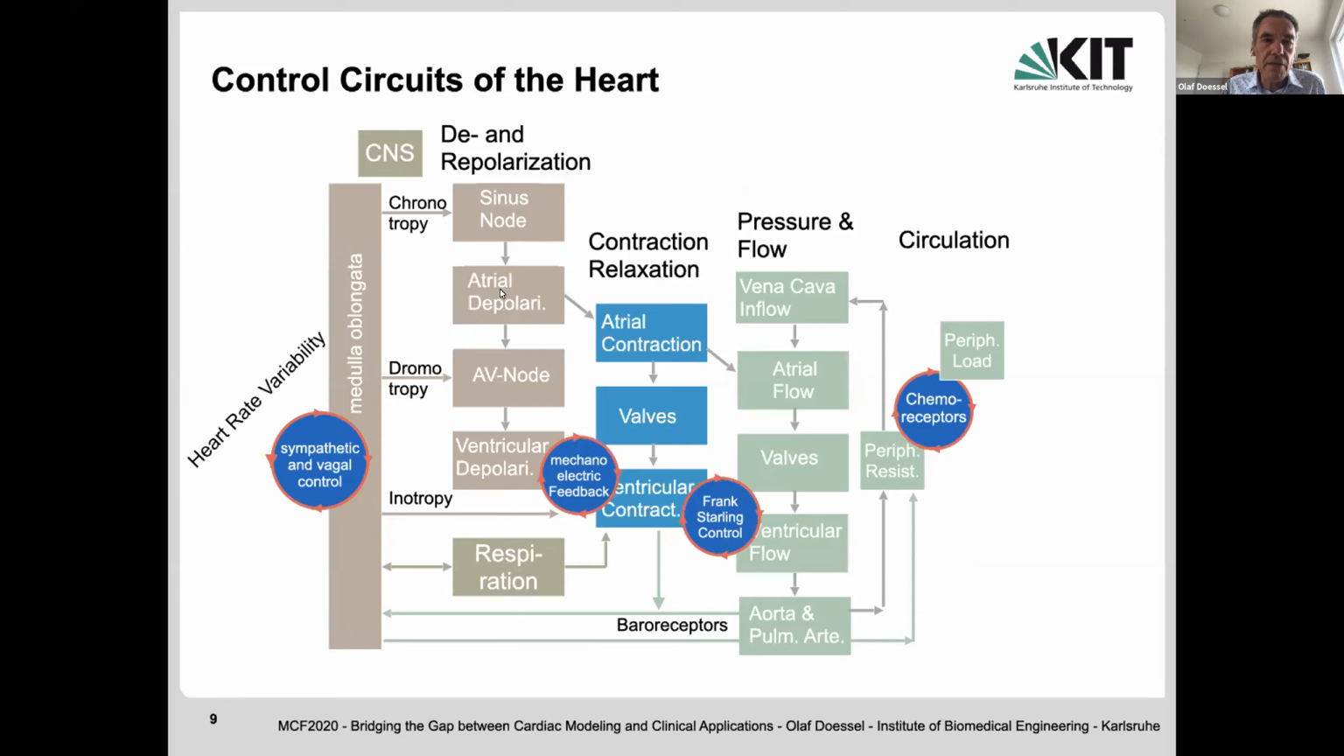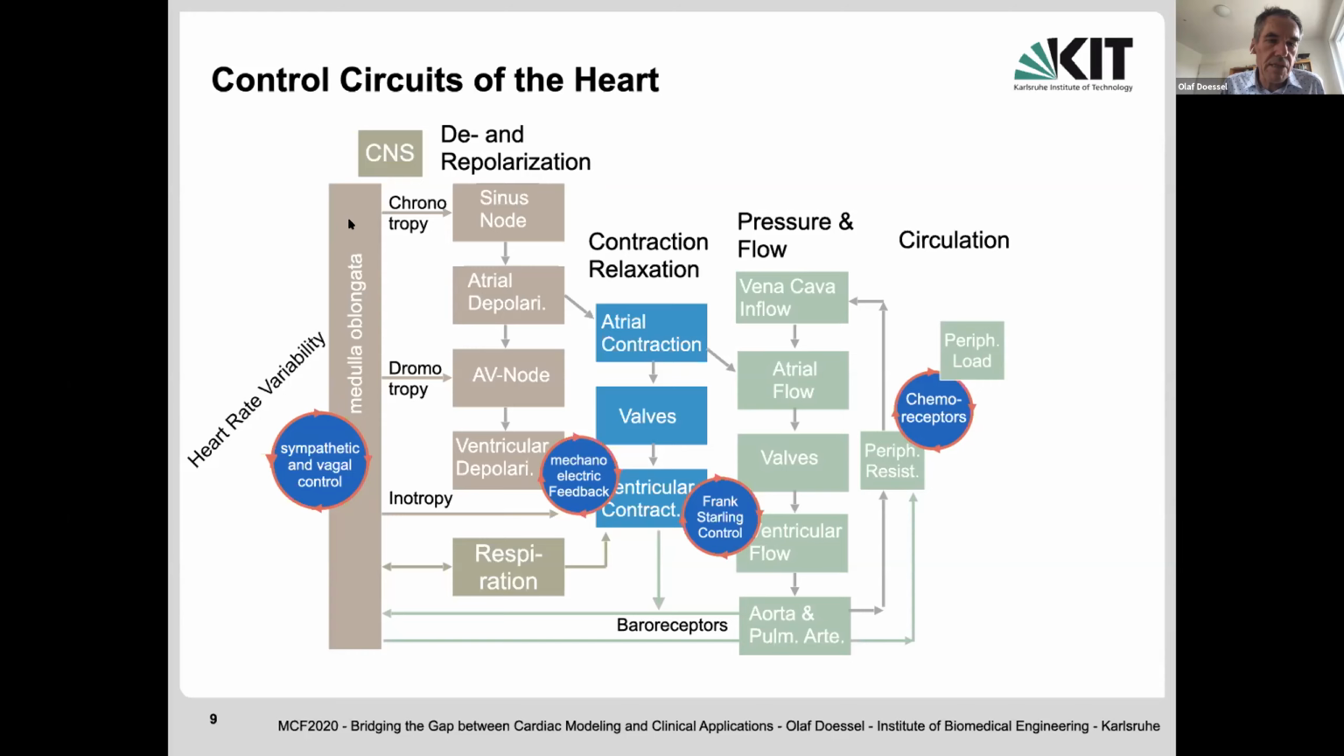This is a slide where I look a bit more into these control circuits. Here in the first column, we have the depolarization and repolarization, the electrophysiology that we talked about. Here we have contraction and relaxation, the elastomechanics that we talked about. And here we have the pressure and the flow, the fluid dynamics that we talked about. We talked about the peripheral resistance that is changing. And now here I included another line, that's the medulla oblongata.